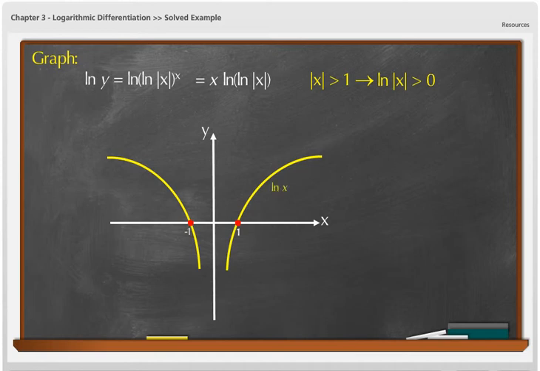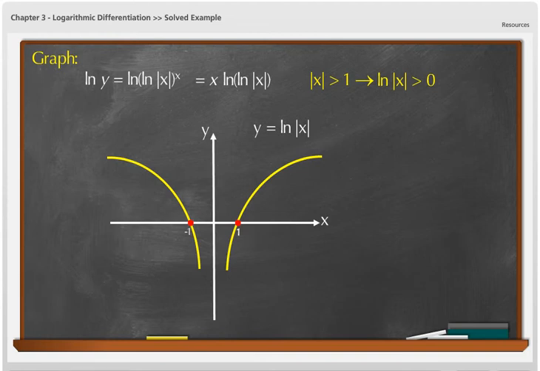When x is greater than 0, the graph is going to look like the graph of ln of x. When x is less than 0, the graph is going to look like ln of minus x. So it's going to be a reflection about the y-axis. So the graph y equals ln of the absolute value of x is going to look as the following.